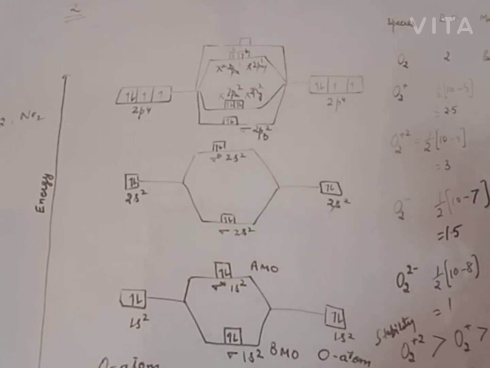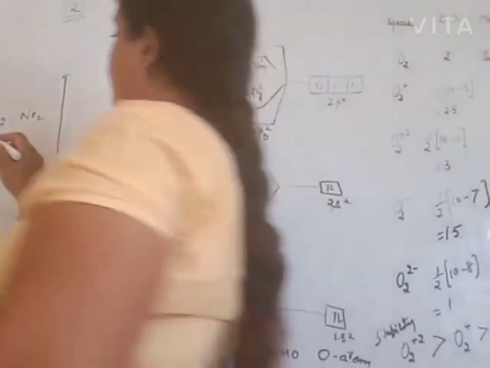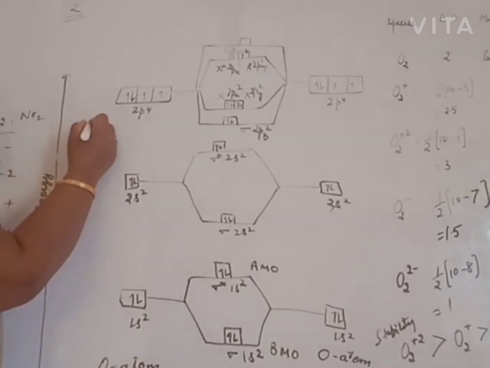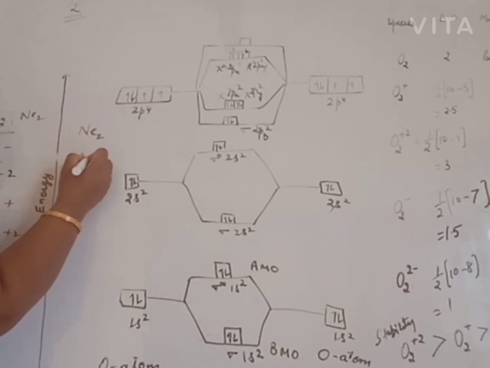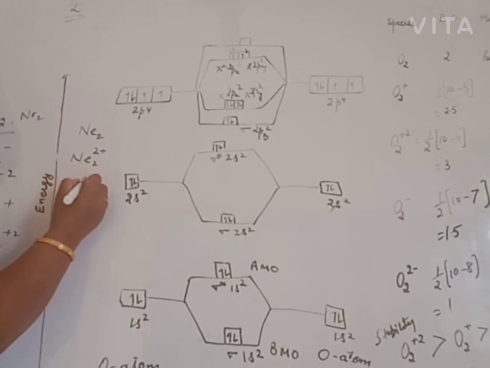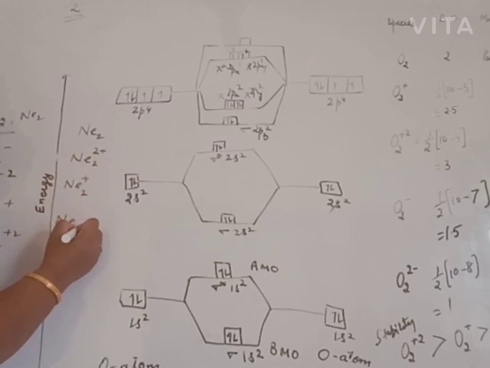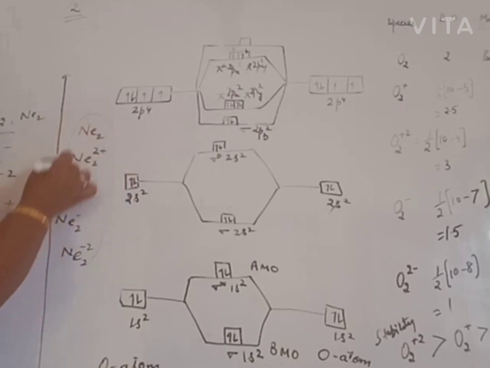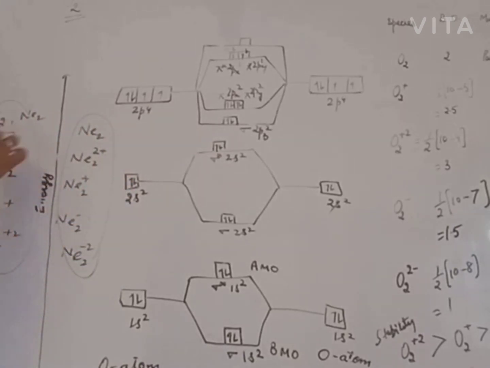You will practice these ions for oxygen and also for fluorine: F2 negative, F2 di-negative, F2 positive, F2 di-positive. The same for neon: neon di-positive, neon monopositive, neon mononegative, neon di-negative. For these ions also you will practice.